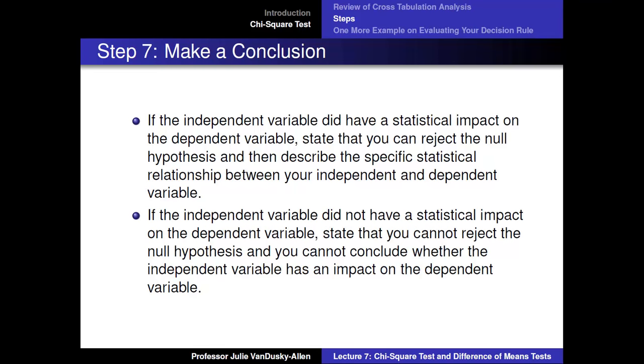The last step is to make a conclusion. If the independent variable did have a statistical impact on the dependent variable, state that you can reject the null hypothesis, and then describe the specific statistical relationship between your independent and dependent variables. If the independent variable did not have a statistical impact on the dependent variable, state that you cannot reject the null hypothesis and you cannot conclude whether the independent variable has an impact on the dependent variable.